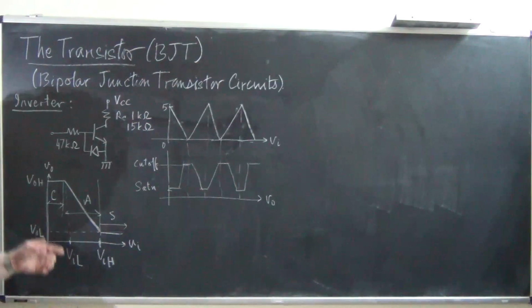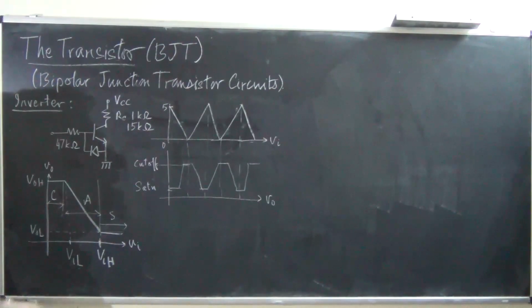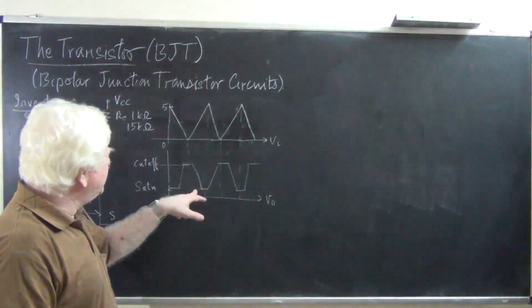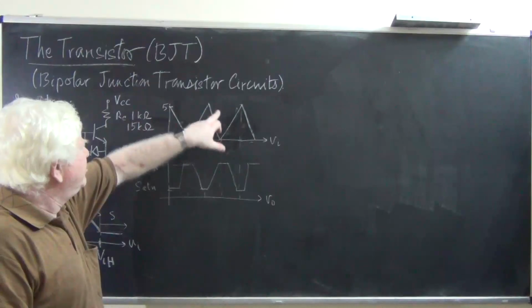So this is one simple demonstration of how a transistor can be made to invert a waveform. This is doing an approximate inversion of this. When this goes high, this goes low. When this goes low, this goes high.